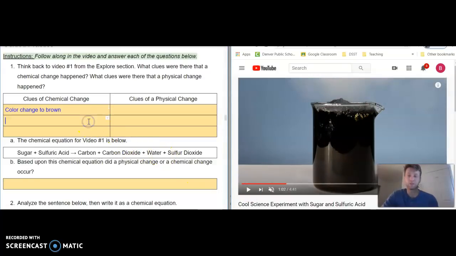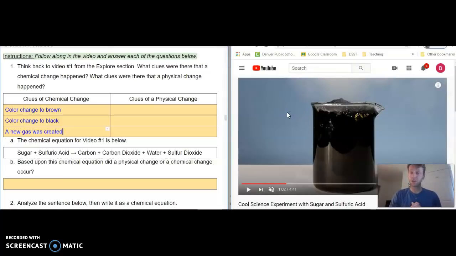The second clue I noticed was there was a second color change. What started as a white solid and a clear liquid all of a sudden is now a black substance in our beaker. Another thing I noticed was that there was the production of a new gas. So a new gas was created. It looks kind of like steam or smoke that starts rising out of the beaker. That's another clue that a chemical change might have happened.